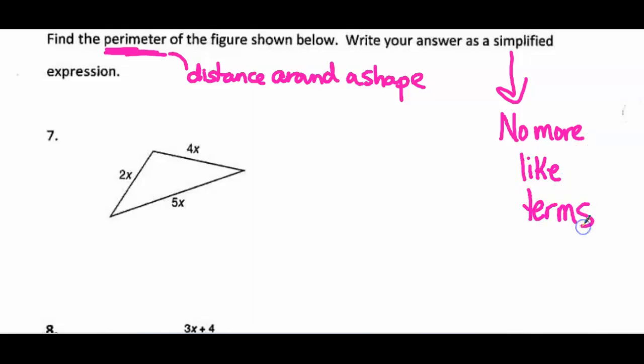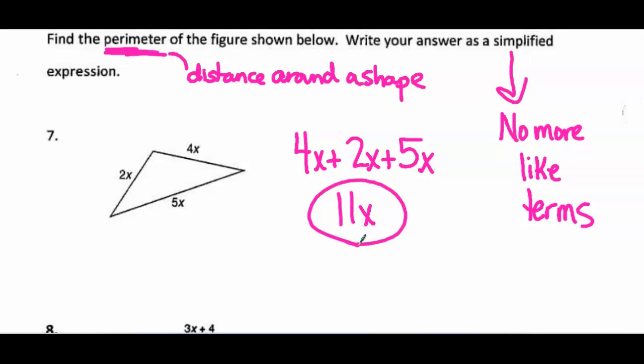No more like terms. So on this triangle, we have a 4x, we have a 2x, we have a 5x. Those all three just happen to be like terms. Remember, what you learned today, you're going to add coefficients. You're going to add 4, 2, and 5, and that gives you 11x. So there's one last example down on the bottom.